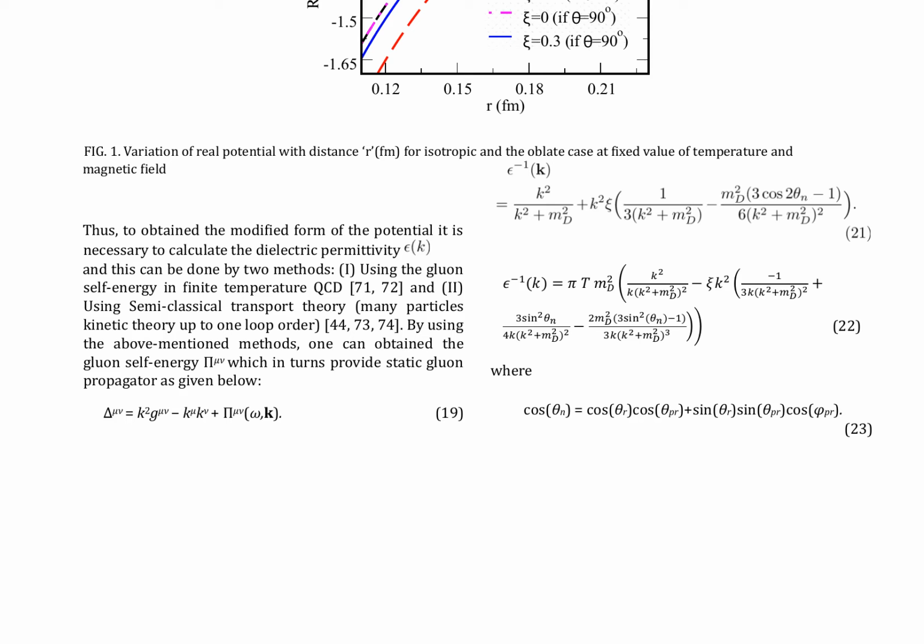Overall, this study investigates the Debye mass and quark-antiquark potential in an anisotropic medium, incorporating the effects of magnetic fields and anisotropy. The results provide insight into the properties of heavy quarkonia in high-temperature QCD, relevant for understanding heavy-ion collisions.